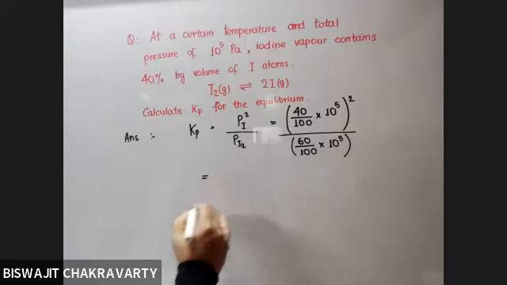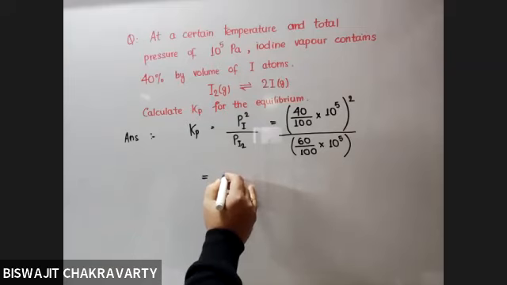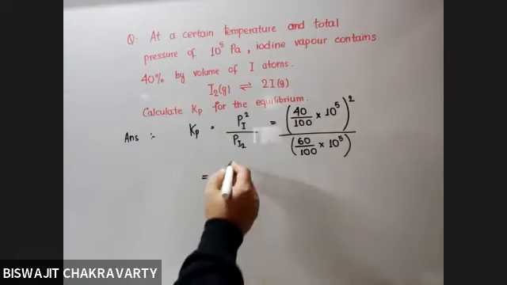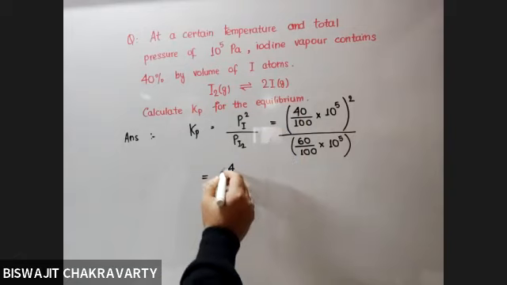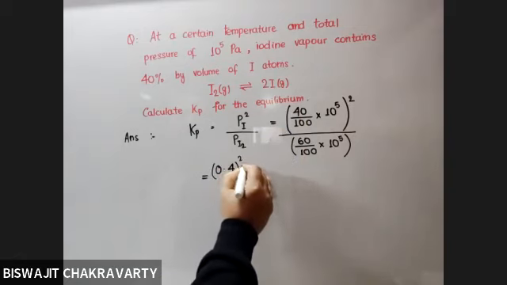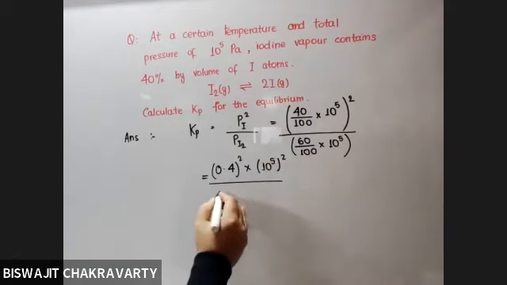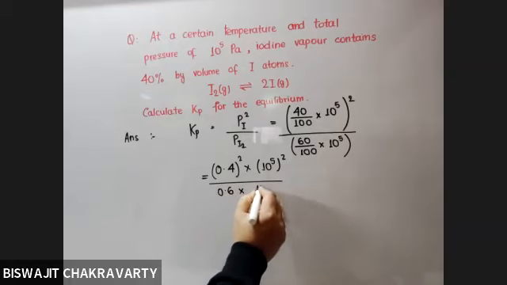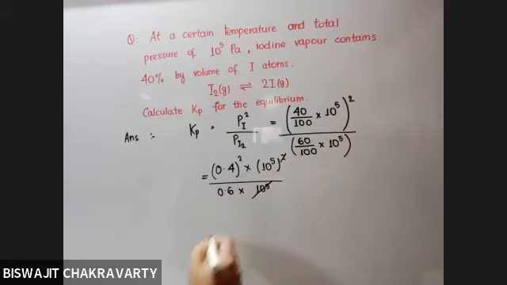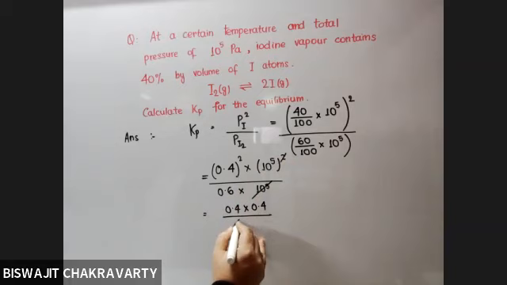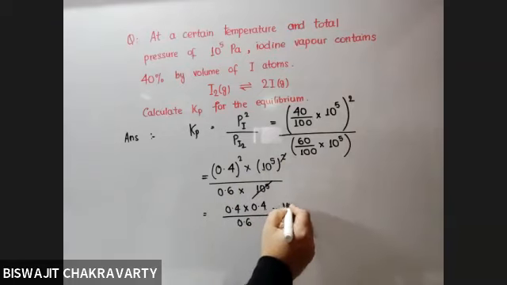How much is coming? So 6.67 into 10 to the power 12. It is not matching 6.67, look carefully. 40 by 100 is 0.4, isn't it? 0.4 square into 10 to the power 5 whole square. And this again is 0.6 into 10 to the power 5. This cancels, it is 0.4 into 0.4 divided by 0.6 into 10 to the power 5.